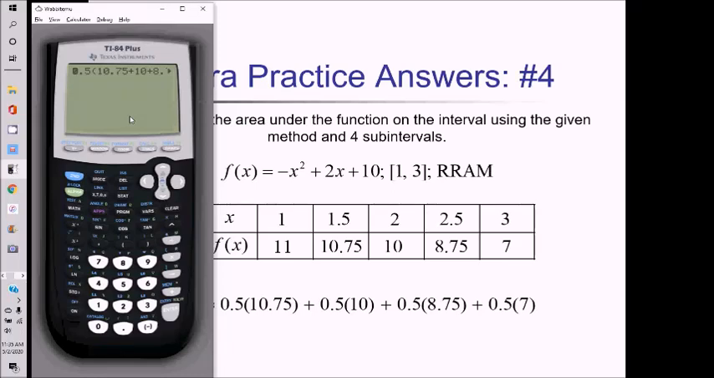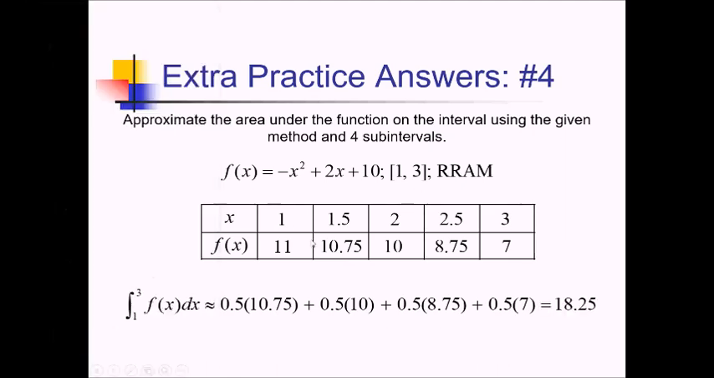To do this a little more quickly on the calculator, since I have the same base of 0.5 for all of these, I'm just taking 0.5 and multiplying it by the sum of all of these rectangle heights. I basically just factored out a 0.5. So doing that now, we end up with about 18.25. So that's our area using RRAM.